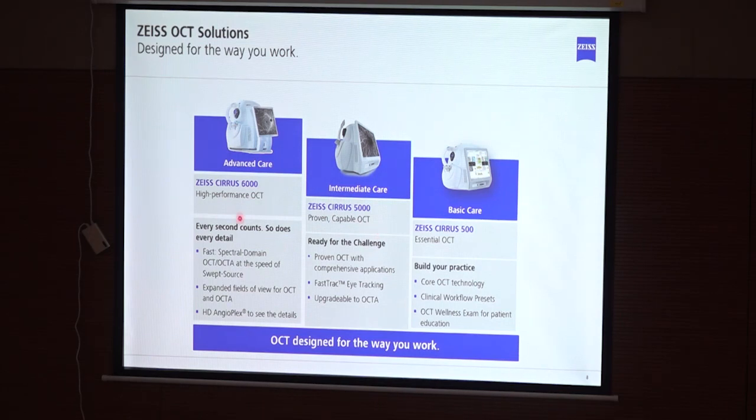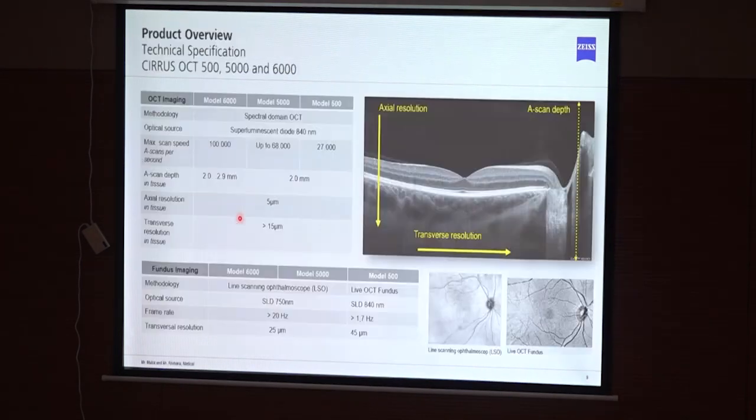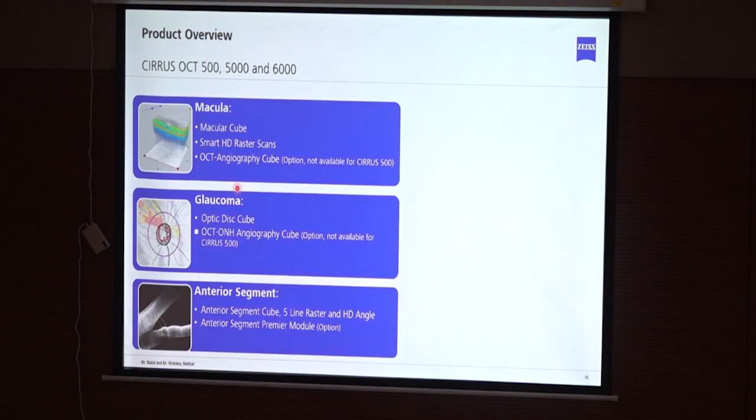You will see there are a lot of research tools there. You can manually select the segmentation where you have to take the vascularization of a particular patient, and also the speed and the resolution were much more. As you see in the 6000, the speed was 1 lakh A-scans per second, with the previous one at 68,000, and because of that the depth was 2.9 mm, and with that depth you are able to see the choroidal vasculature.